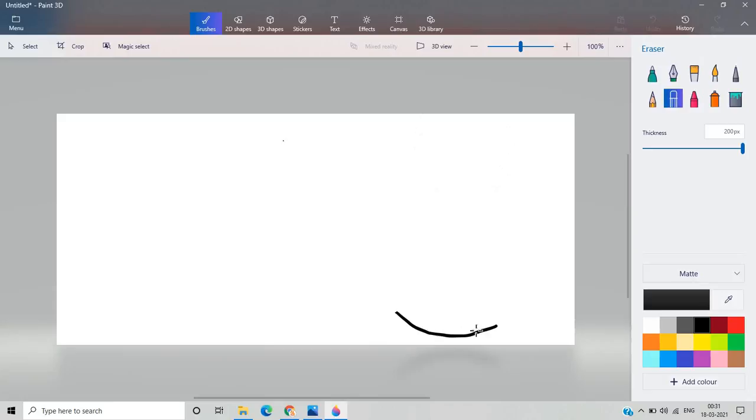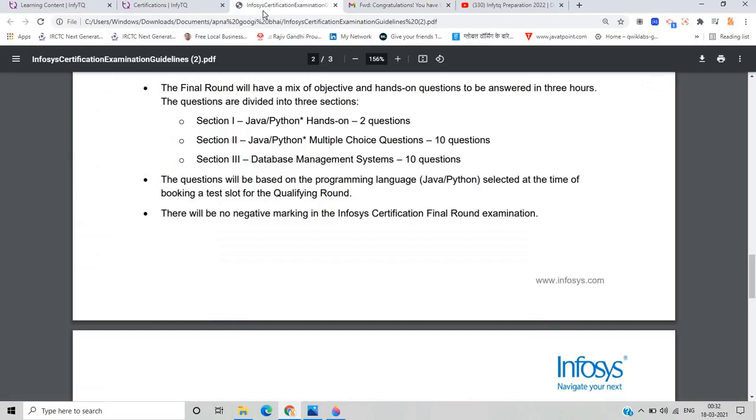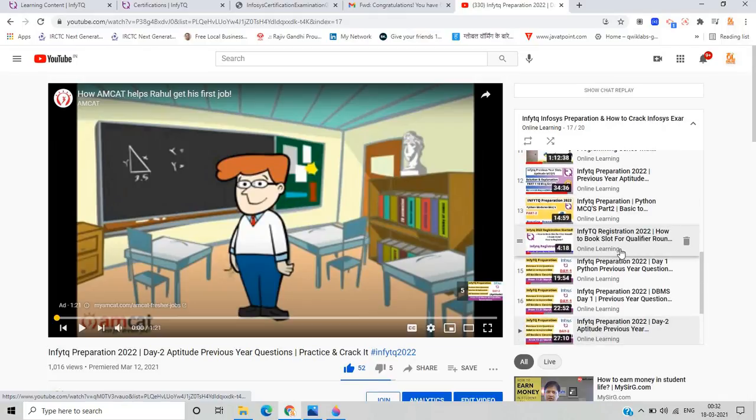So basically, what is question number 4? It is the common mistake that we make in the time of preparation for the qualifier round of Infosys certification. Some of the mistakes that I made in my time: firstly, I made a lot of mistakes in the InfyTQ qualifier round registration process, where I filled in wrong details in the field of qualification.